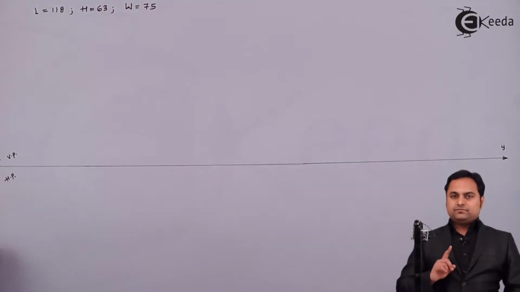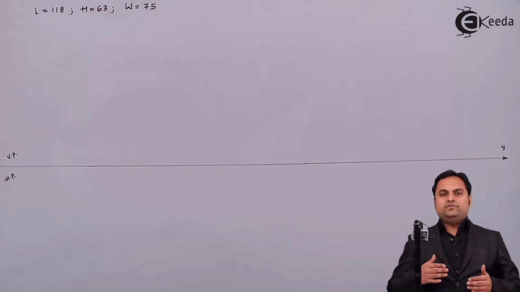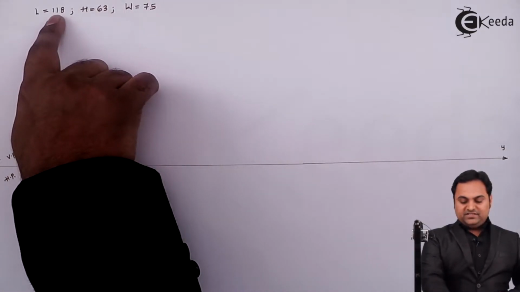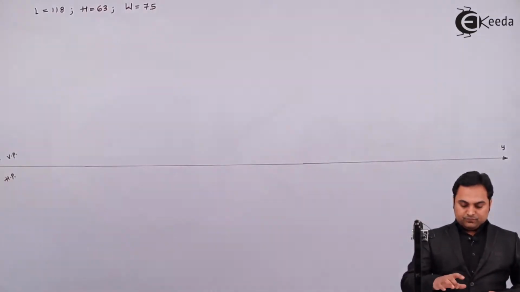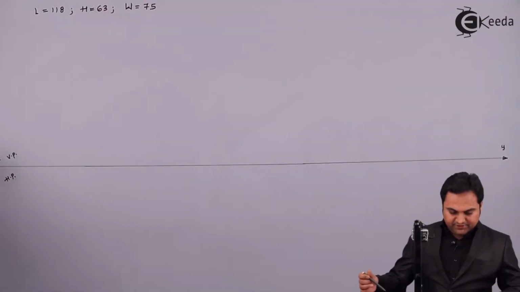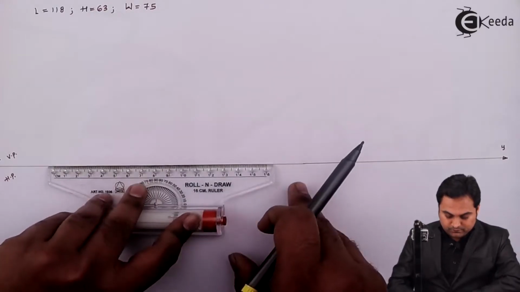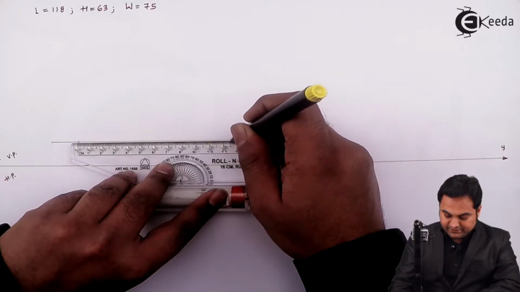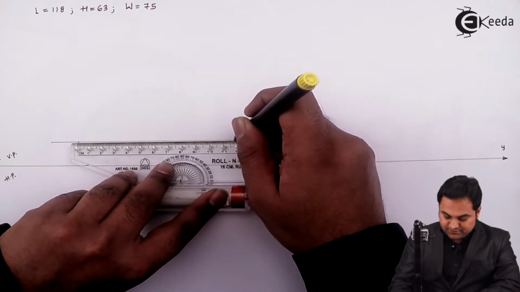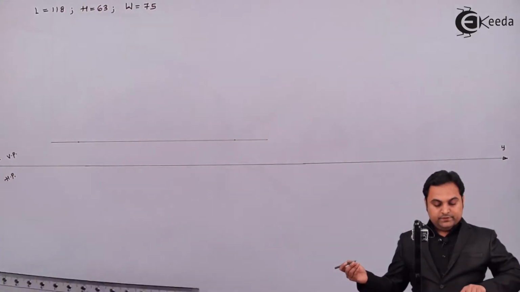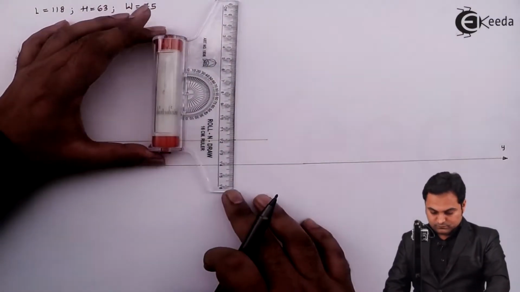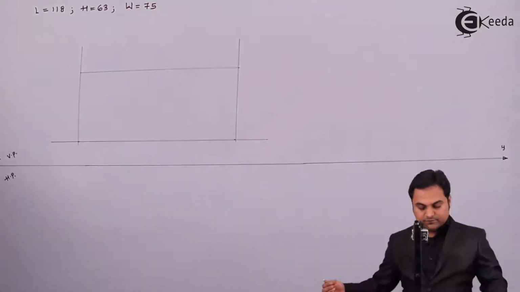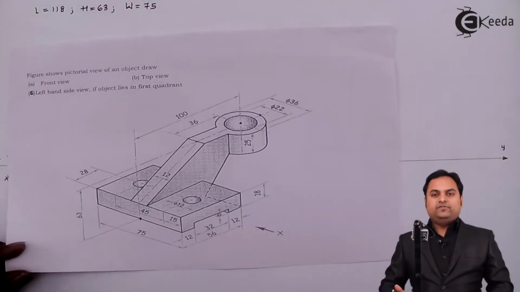So let us get started with the front view. In the case of the front view, we are going to see the length and height, not the width. Length is 118, height is 63. So here I'll draw a rectangle of length 118. Here this is 100, 110, 115, 116, 117 and 118. Then the height is 63 mm. This is the box inside which we should draw the front view.